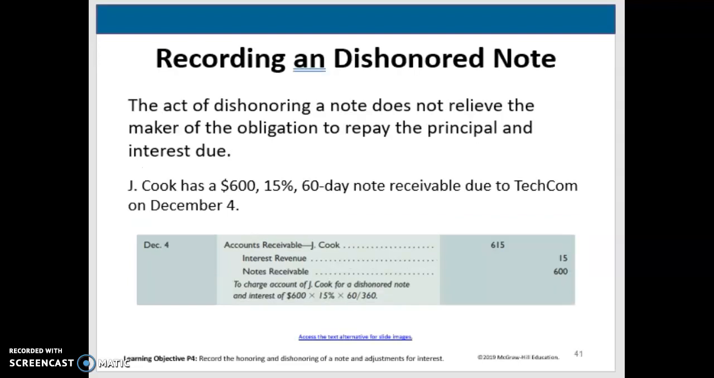But what if they don't? All right, well then we're going to be looking at what is a dishonored note. A dishonored note means that they didn't pay you when they were supposed to. So instead of receiving cash, we're going to put it into an accounts receivable so we can continue to try to collect it. Again, that note is done. So we need to remove the note by crediting notes receivable for the face value and recognize the interest revenue. We still earn the interest whether they paid it or not.